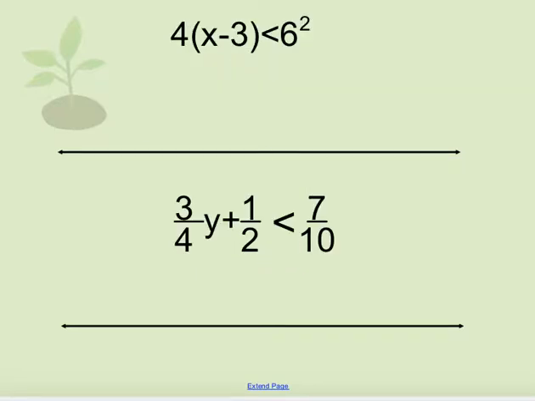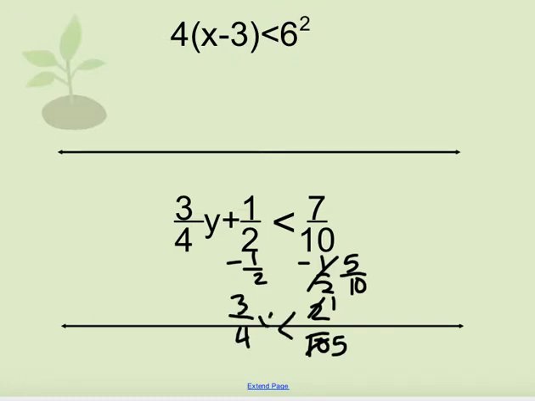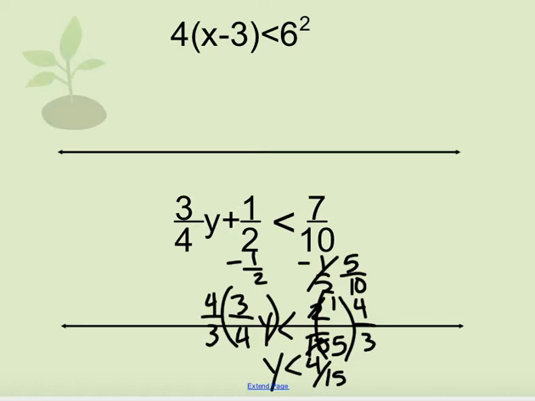And I'll just do one more with the fraction one on the bottom here. So I'm trying to get y by itself, and I'm going to subtract 1/2 here. Now I need common denominator, so this 1/2 is really like subtracting a 5/10, which means on the right side I end up with 2/10, or 1/5, is greater than 3/4 y. Now to get rid of a 3/4, I can divide by 3/4 or multiply by the reciprocal. Those are the same thing. So I'm going to multiply this 1/5 by 4/3. And I get y is less than 4/15.